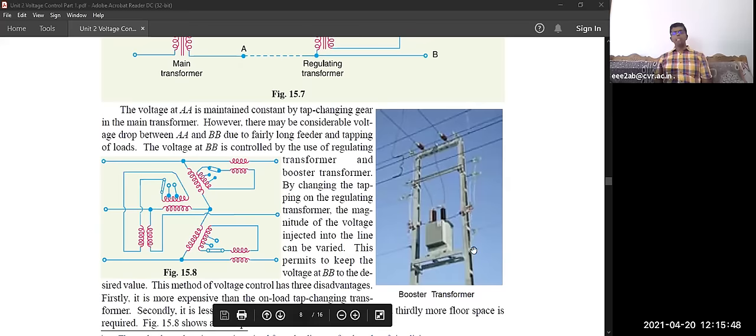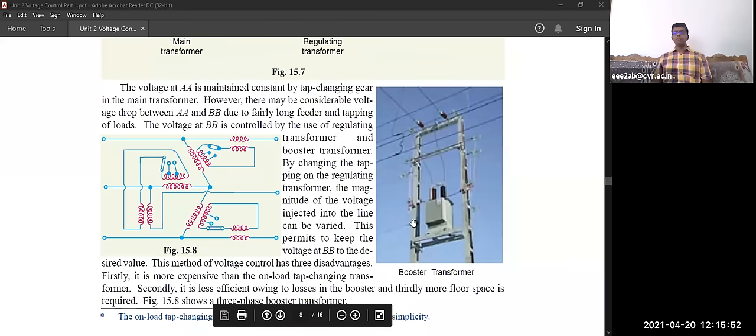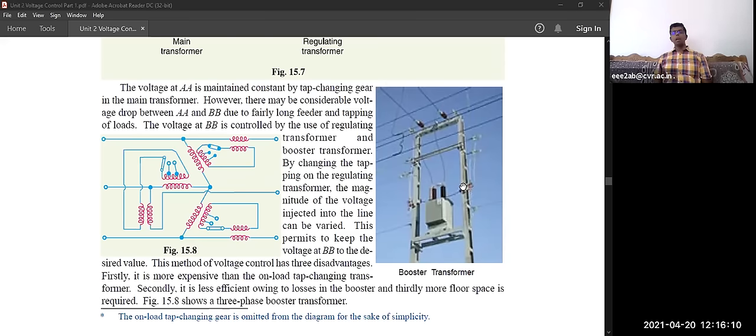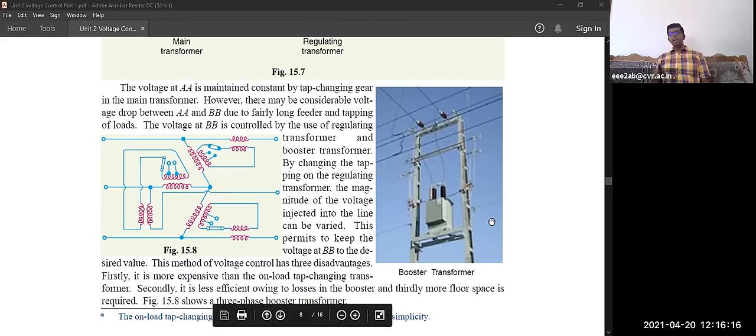But the main disadvantage of this booster transformer is that it is much more expensive than an on-load tap changing transformer. Secondly, it is less efficient owing to losses in the booster transformer. The losses will be heavy because it is connected in series. And thirdly, more space is required. You have to install it like a transformer yard.